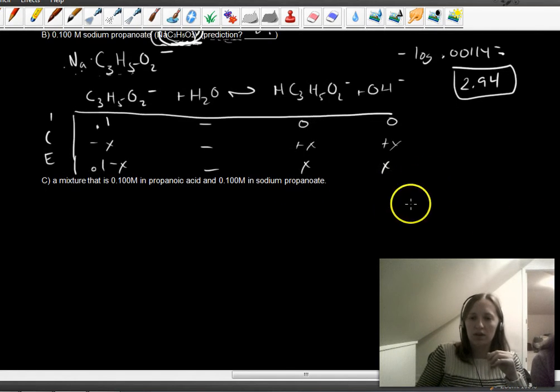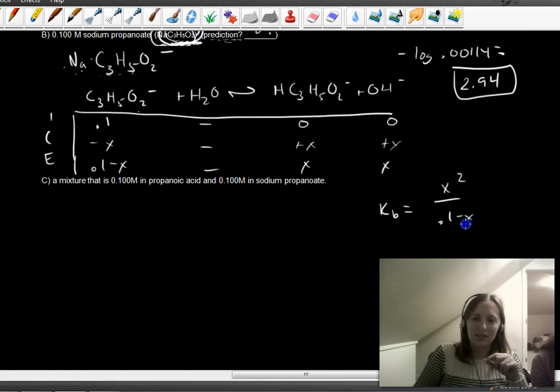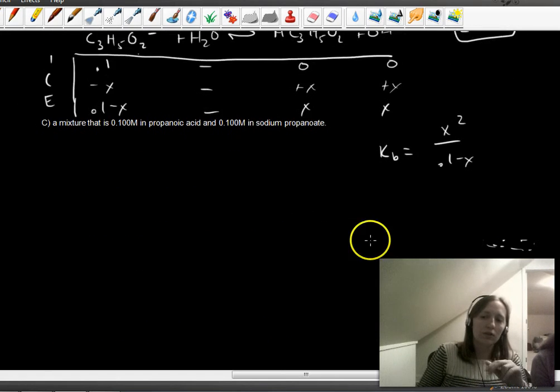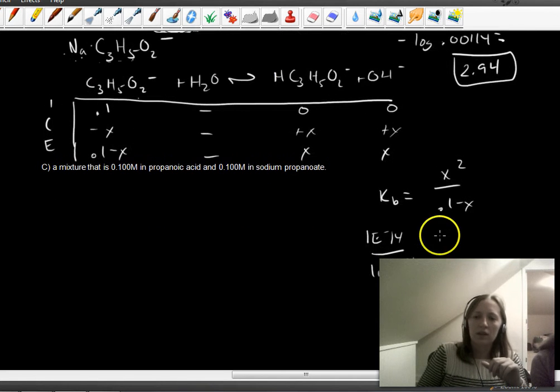And you end up with Kb, because this is a base, equals x squared over 0.1 minus x. And our Kb is from this Ka. We cannot just straight up use this Ka. You have to flip it. So that's going to be 1e negative 14 divided by that 1.3 e negative 6, which I think is what that number was, right? Yeah. Equals x squared over 0.1.